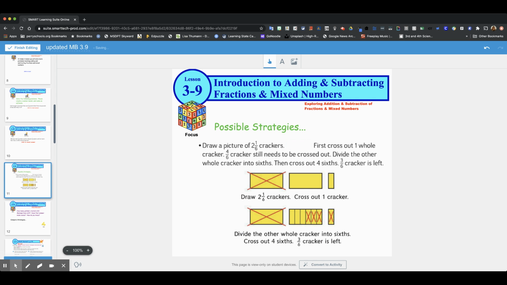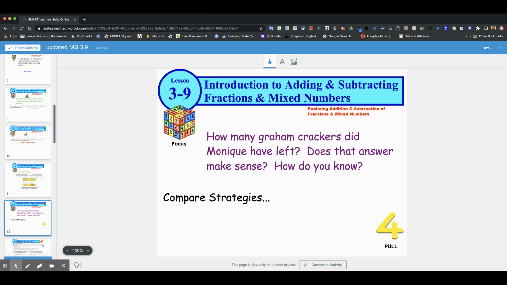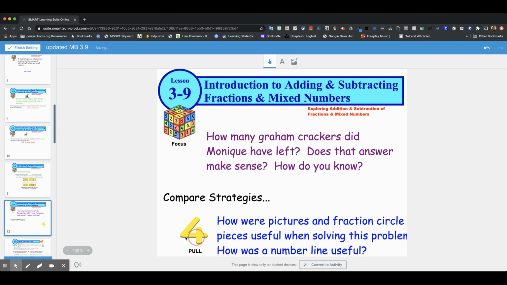Here's an example of a strategy for that. Drawing the picture there, okay? We can see you can draw 2 1/6 crackers. Divide the other whole cracker into 6, cross out 4/6, and then cross out that whole cracker, and you'll see that you only have 3/6 left, which equals 1/2. So how many graham crackers did she have left? Does our answer make sense? Yeah, it does.